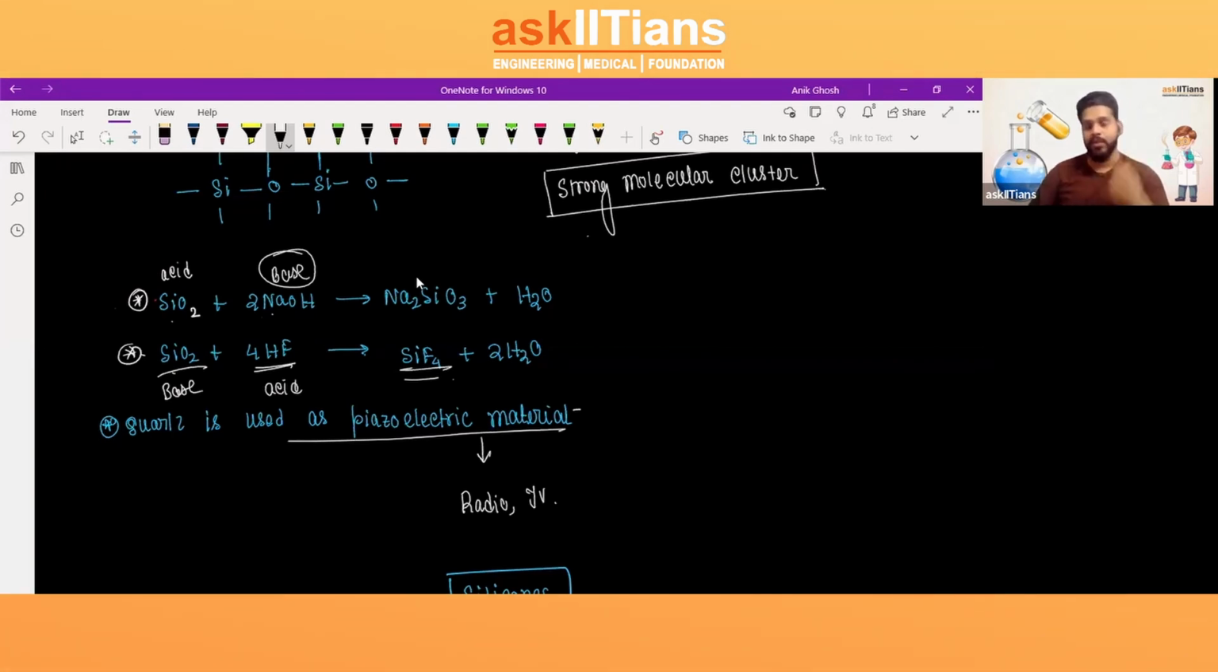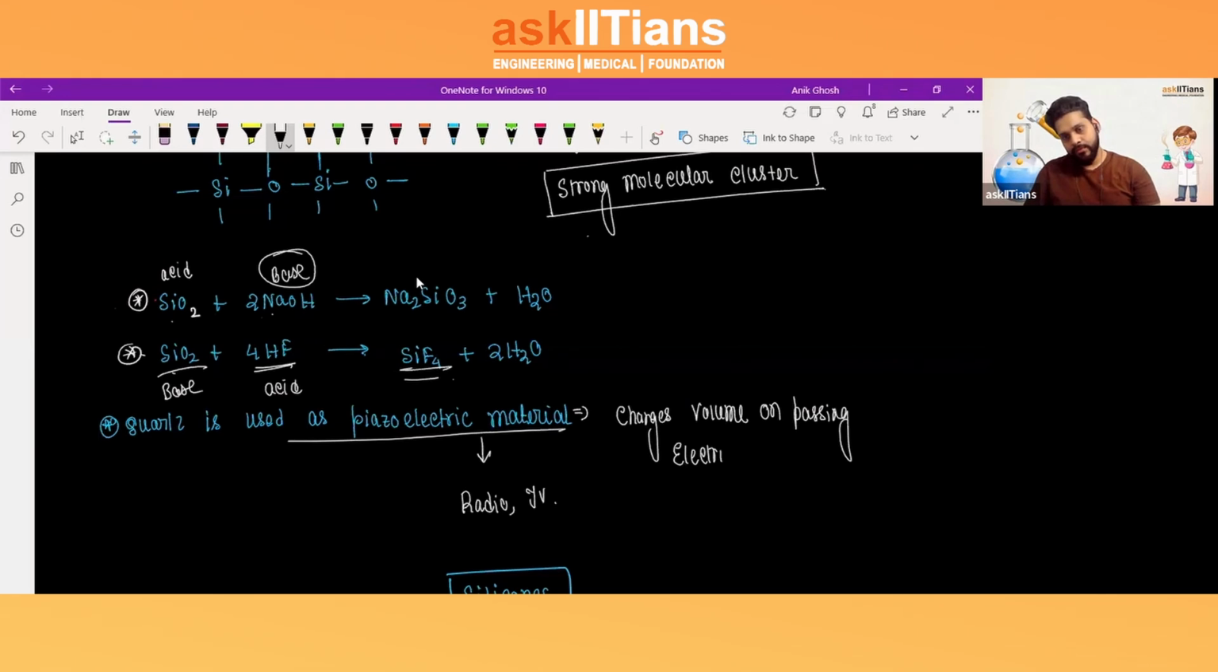So what is this piezoelectric material? It is like when you are passing electricity through it, the piezoelectric materials can change their volumes. So it changes volume on passing electricity through it. If you pass electricity, then these materials would change the volume. This is also made up of quartz or silicon, right? So this is about that.